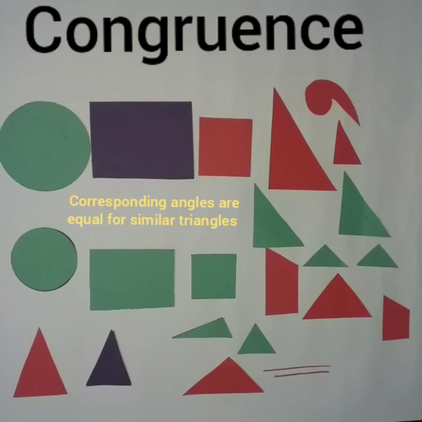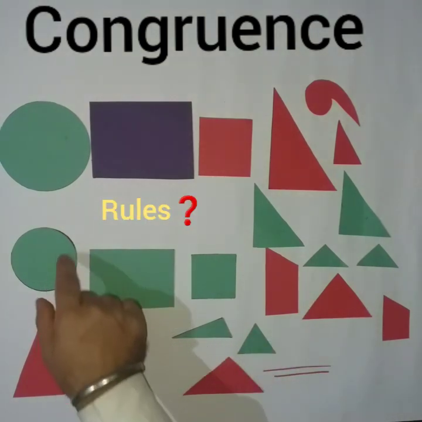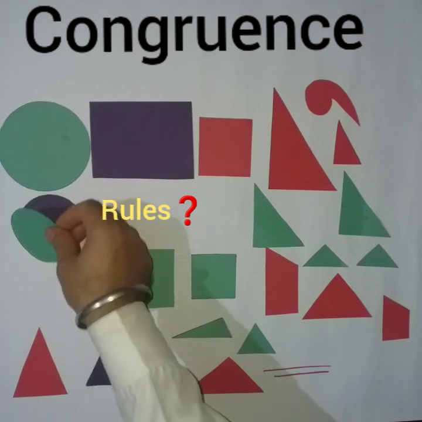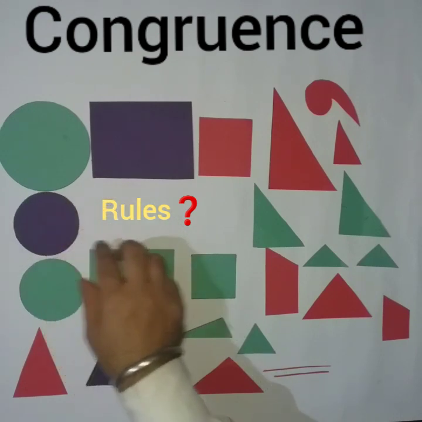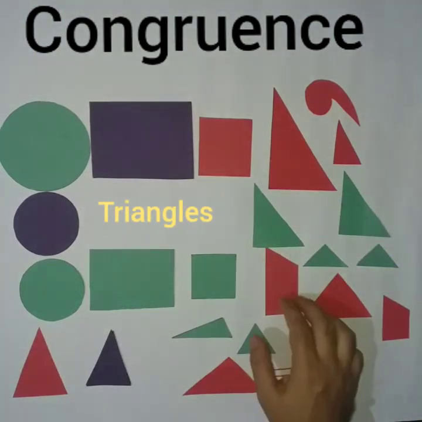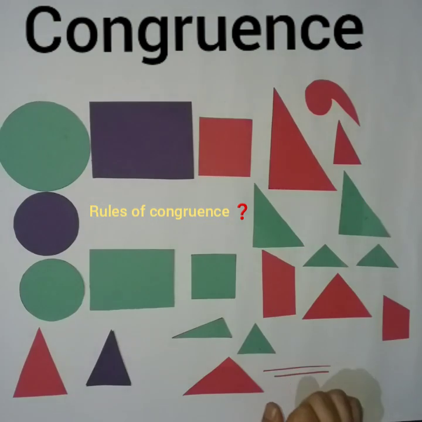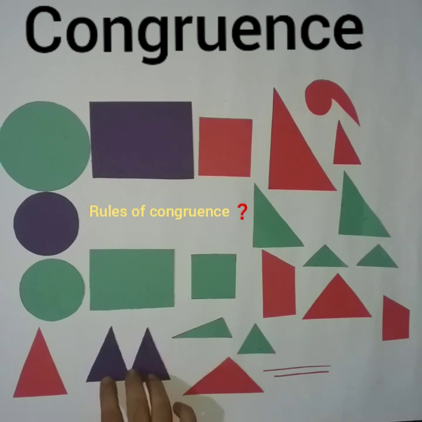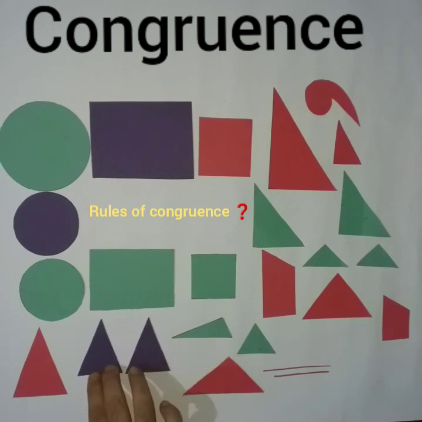But for congruency, there are a few rules. We'll deal with triangles, we'll not deal with these geometrical figures. Okay, these geometric figures we'll deal with only the triangles. So my dear children, we have to see some rules to show they are congruent to each other. Okay, like these two triangles, let us see these two triangles. Okay, these two triangles are isosceles triangles.